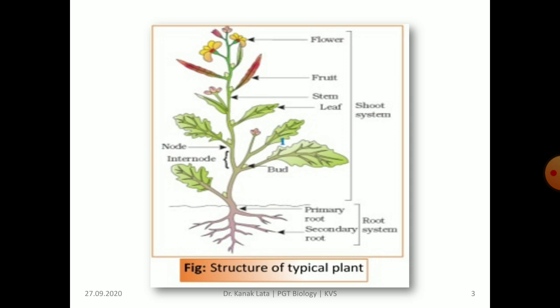In the given figure, you may observe the different parts and structures of a typical plant. After observing, you may differentiate root system and shoot system. Root system is below the soil and shoot system is above the soil.